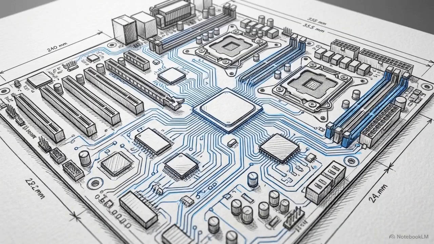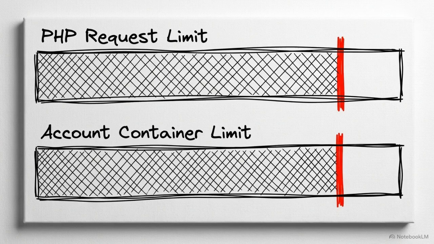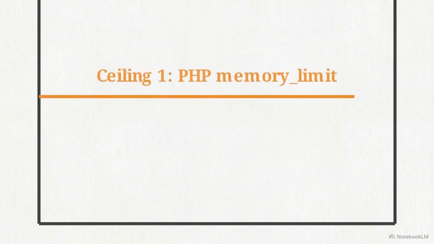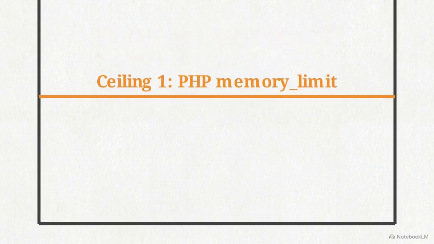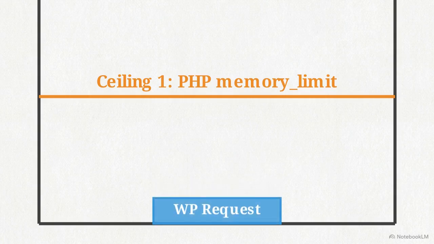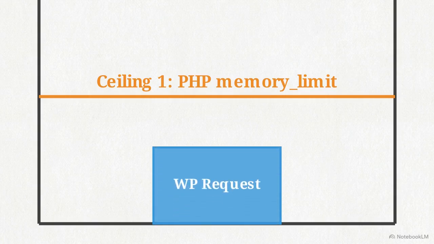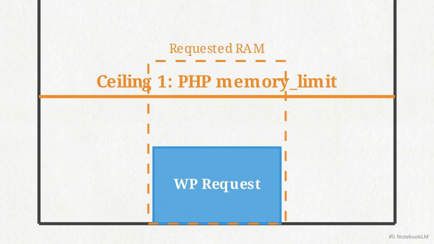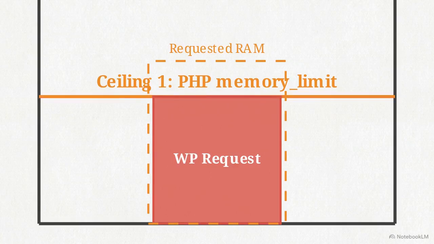To understand why the configuration edits fail, we need to look at how modern shared hosting operates. It relies on a strict two ceilings architecture. This diagram shows the first ceiling, the PHP memory limit. This dictates the absolute maximum RAM available to a single isolated PHP request, like loading one page or running one update. When you edit the wp-config file, WordPress is only asking for memory. If it asks for more RAM than this first server ceiling allows, the request is immediately blocked.